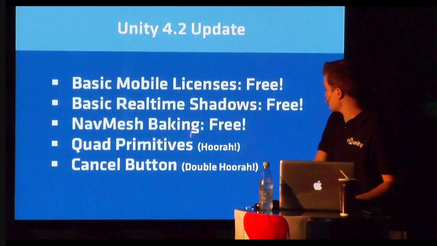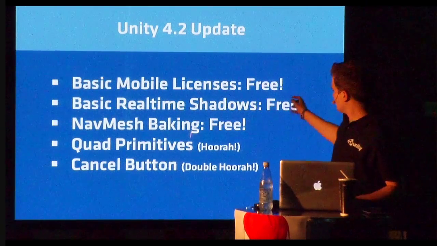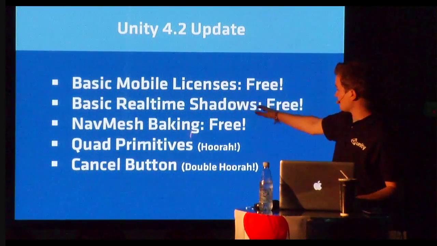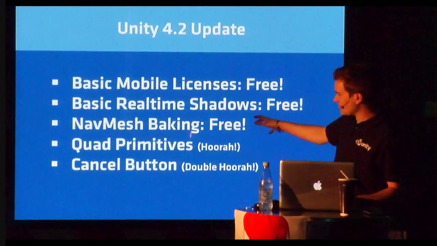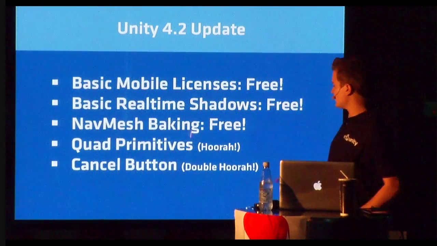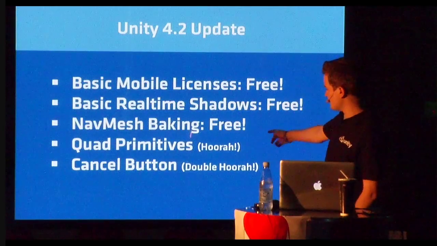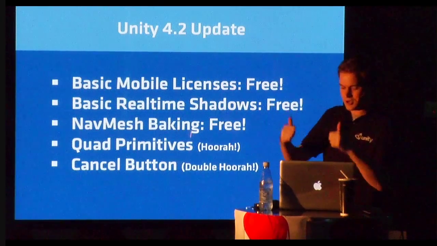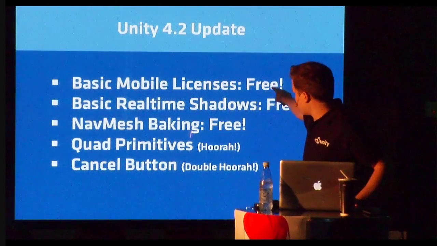So the basic mobile license, which you normally have to pay for, is now free. Real-time shadows are now free. Nav mesh baking is free, albeit they're all kind of basic. You can now make a quad primitive, hurrah, and a cancel button, double hurrah, which is cool. So I'm going to be talking about the mobile license.